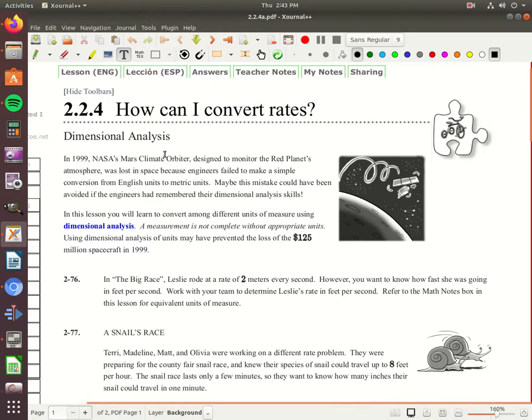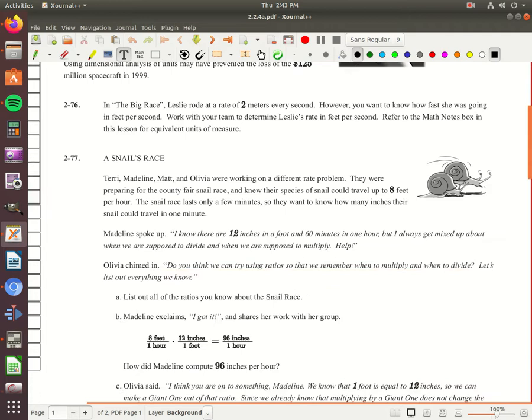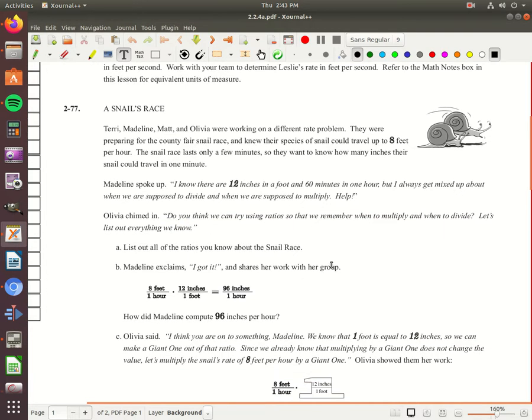This is definitely a tricky chapter. It has to do with dimensional analysis, and essentially the whole concept is on making giant ones. If you'll remember, the giant one is a way of saying that if you have x squared divided by x, I can say, oh look, x divided by x is 1, so I'm left with just an x. Well, it works the same even if the units are different.